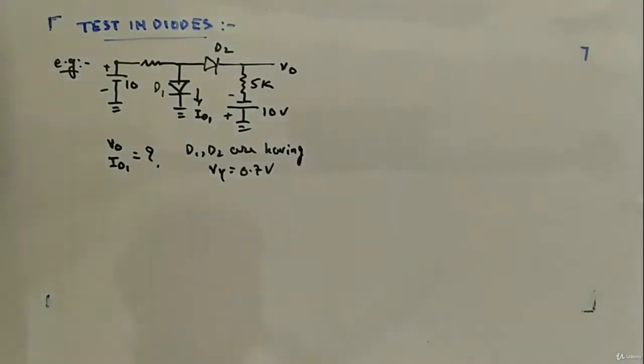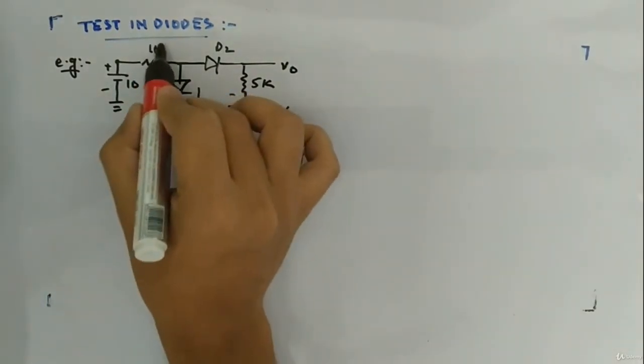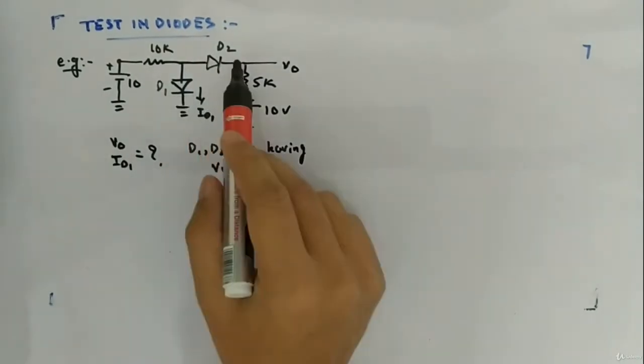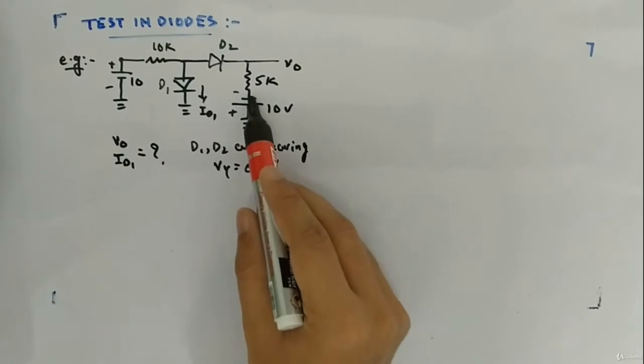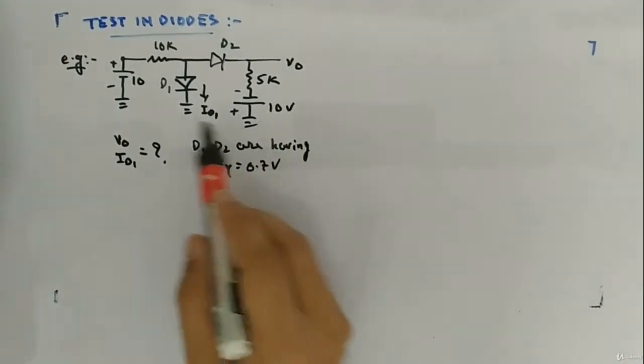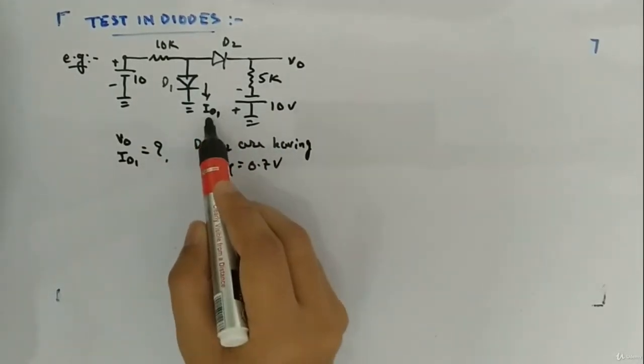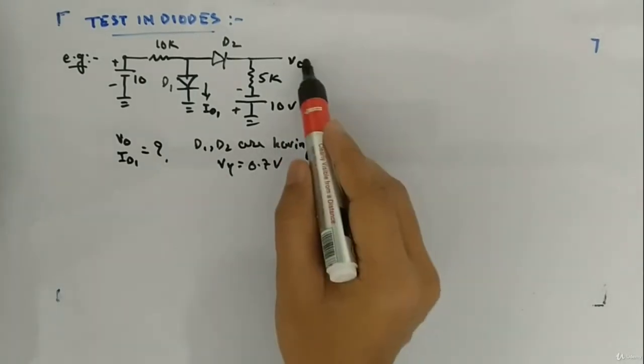Okay, so let's see one more example. You have a 10 volt source here, this is a 10 kilo ohm resistor, this is diode D1, this is diode D2, PN, a 5 kilo ohm resistor, and a negative 10 volt source. These are grounds. The current flowing through this is ID1 and this is V0.